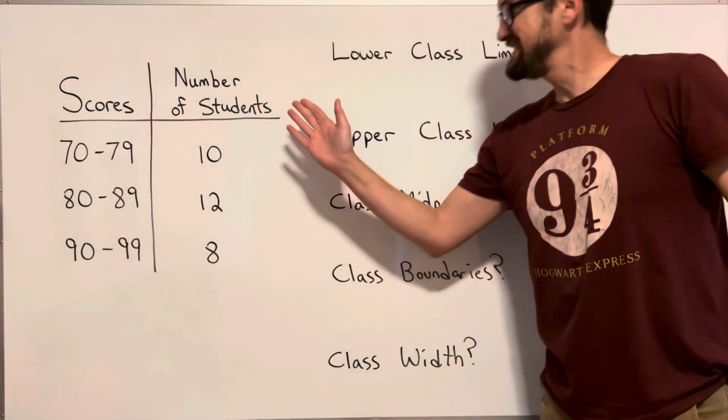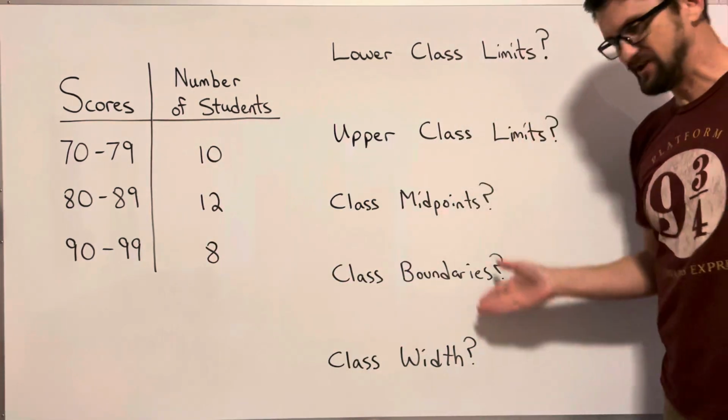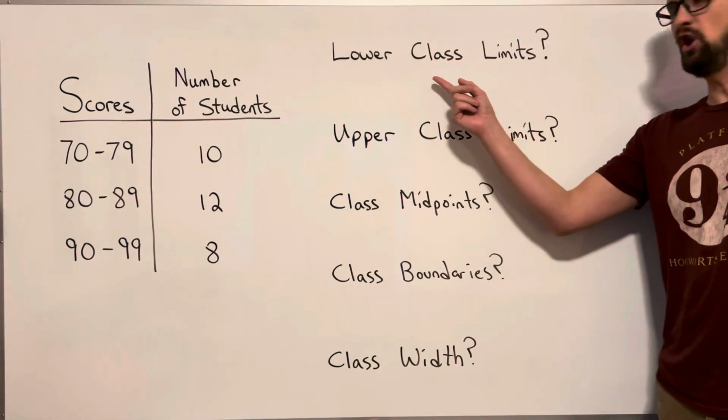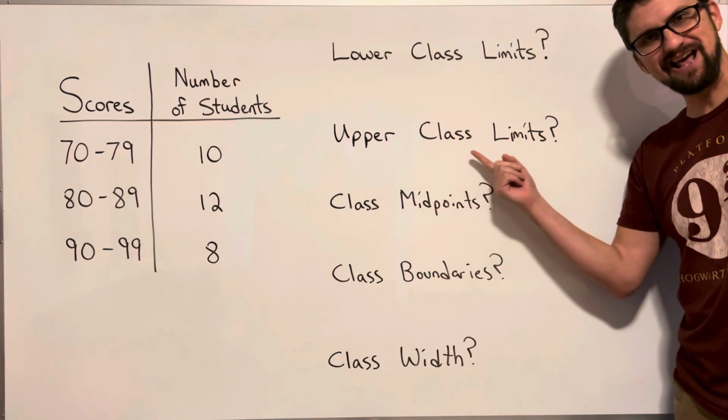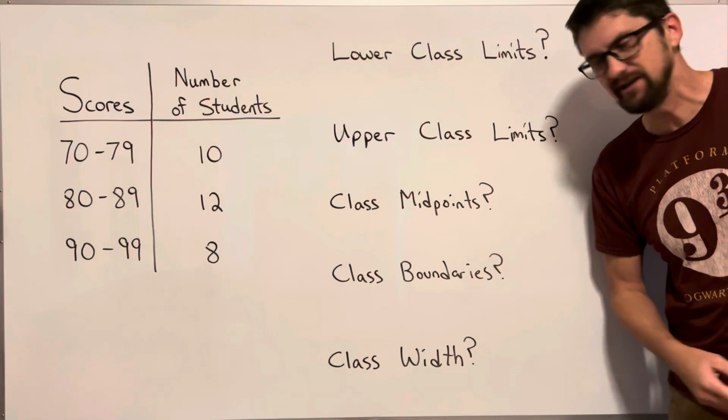We're going to analyze this frequency distribution table. We want to answer these questions right here. What are the lower class limits, the upper class limits, the class midpoints, the class boundaries, and the class width?